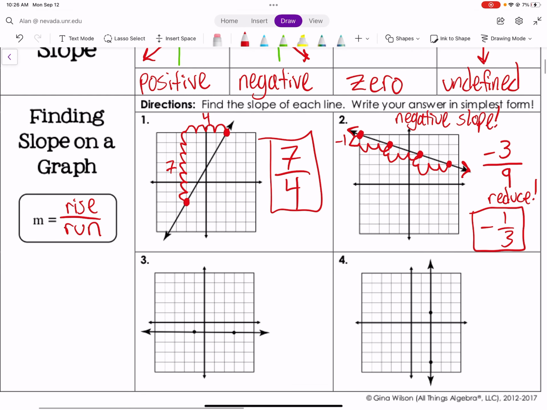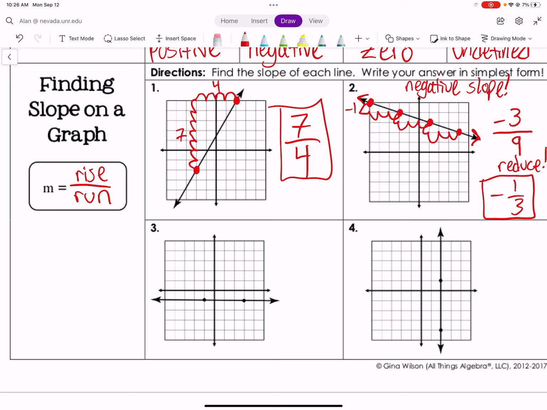Let's do number 3. Number 3 looks a little different now. So our 2 dots are here and here. We still count our rise over run, even though it looks different. So we don't rise any. So we're going to say we rise 0, but we run to the right 1, 2, 3, 4. We run 4.